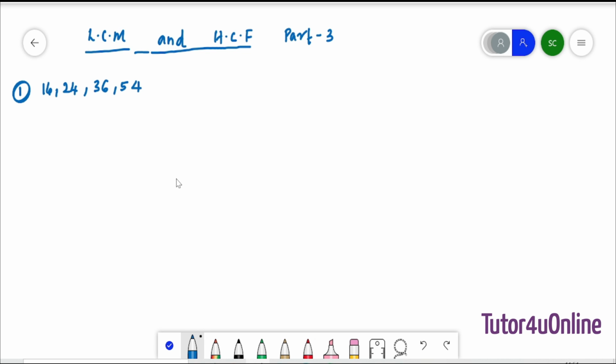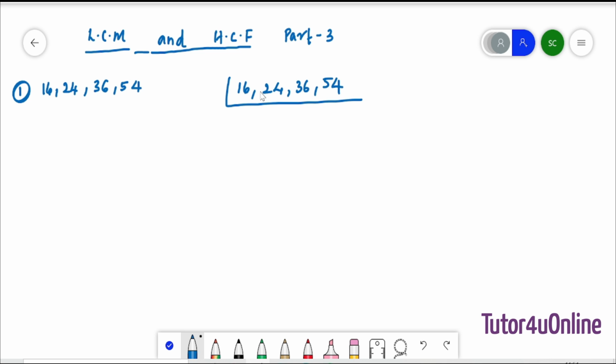Hello friends, in today's class we are going to see how to find the LCM and HCF of four numbers. Here, 16, 24, 36 and 54 are the numbers given. First, we see how to find the LCM. So write the numbers like this: 16, 24, 36 and 54.